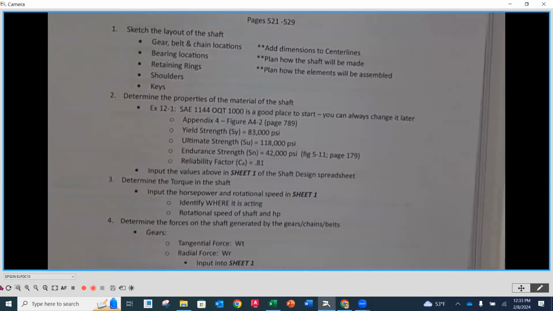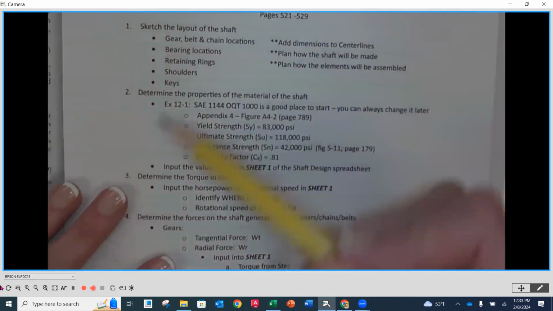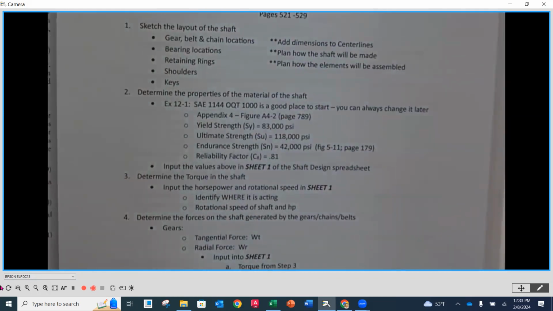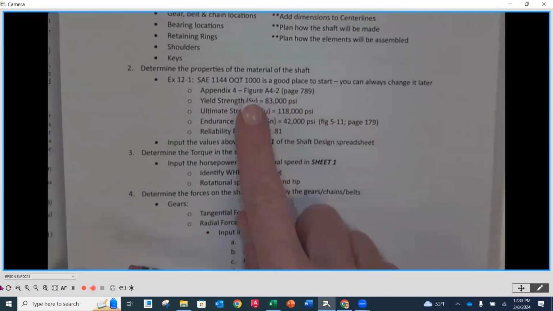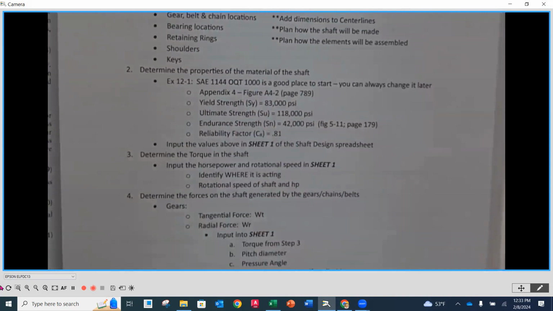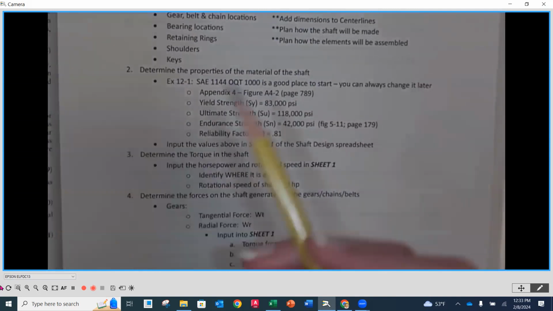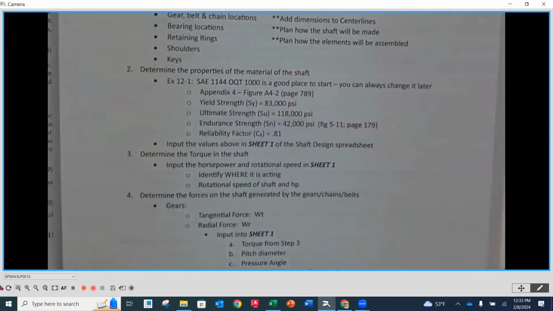step by step. The first step we've already talked about: have a layout of your shaft. Where are the gears, belts, bearing locations, retaining rings, all that kind of stuff. Making sure that you add the dimensions to the center lines, and also for how that shaft is going to be made and assembled. Then the next part, we need to know the material. That's step number 1. And the problem gave us that material: SAE 1144 oil quenched and tempered 1000.